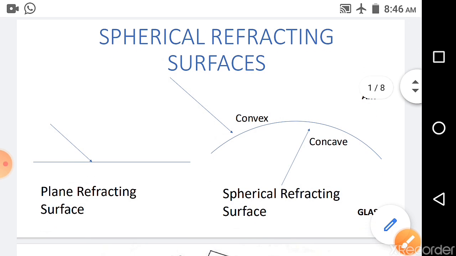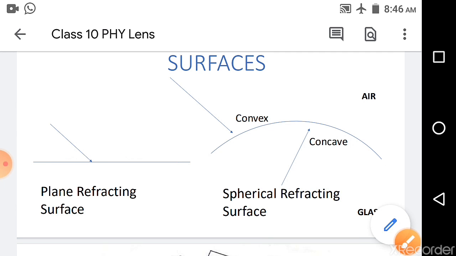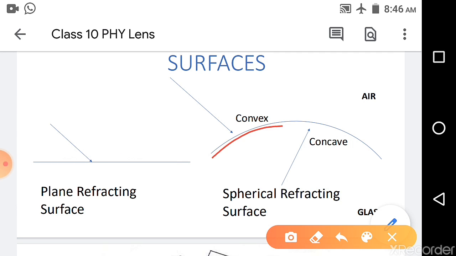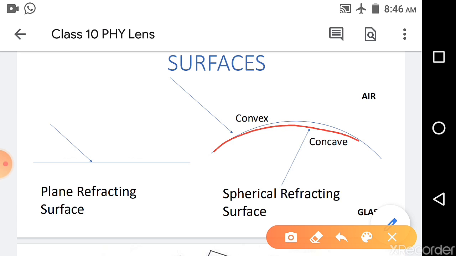Now in this figure, we have a surface which is not plane. This surface is a spherical surface, like a section of a ball. You can consider a section of a ball, or you may consider a spoon. Suppose the spoon is taken inverted, then this is the bottom part of the spoon. When it is taken inverted, you can see it is above.